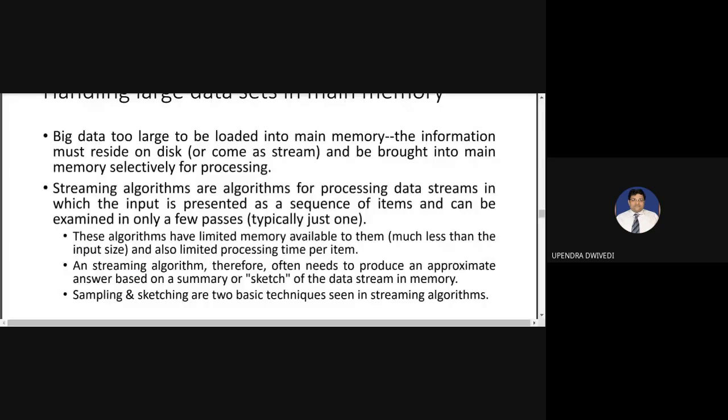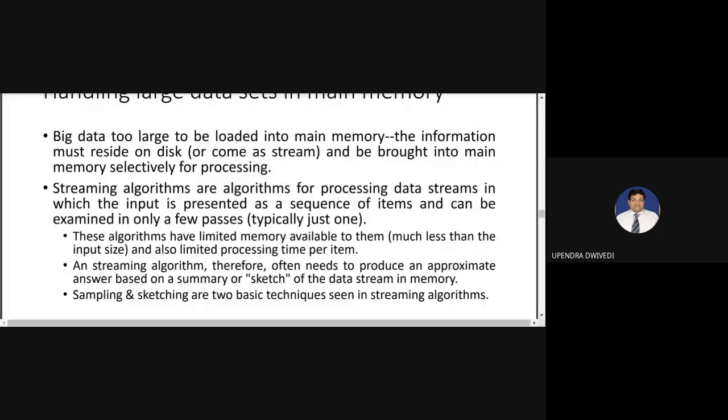The problem with streaming algorithms is that they have limited memory available and also limited processing time per item. They are required to produce an approximate answer based on a summary or sketch of the data stream in memory. So there are two basic techniques, sampling and sketching, that can be applied in a streaming algorithm to process large big data with constant memory. We have already discussed sampling, how we can take a sample and the different sampling algorithms. You can review that topic again, and you can also see the video lecture uploaded on YouTube.